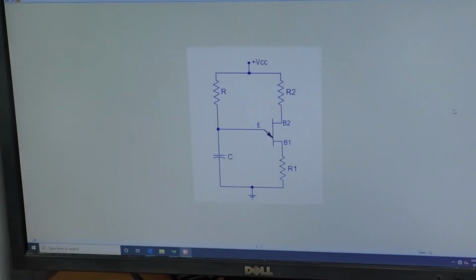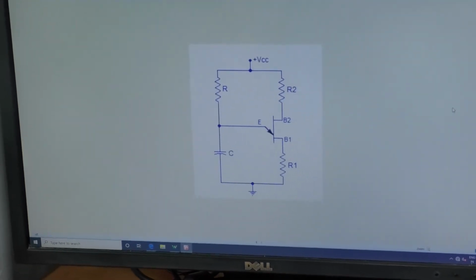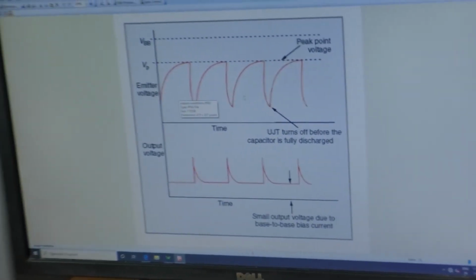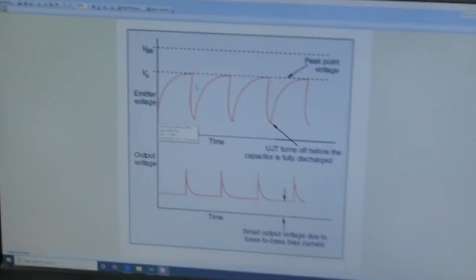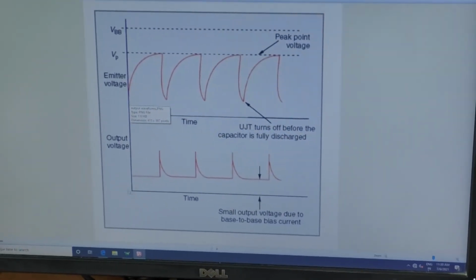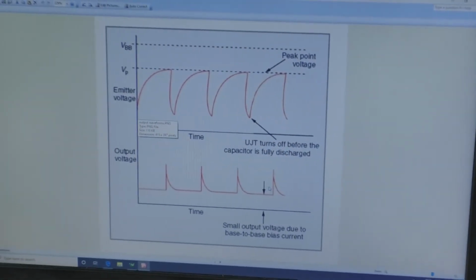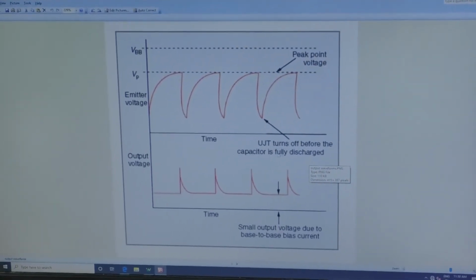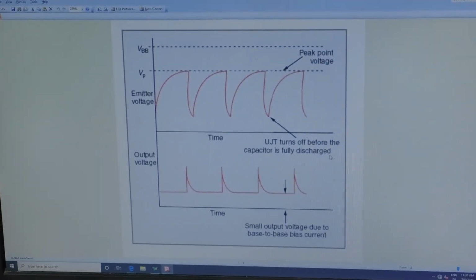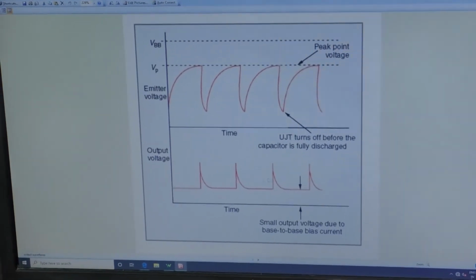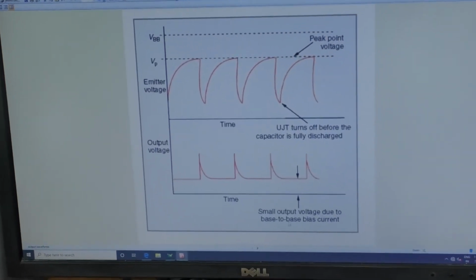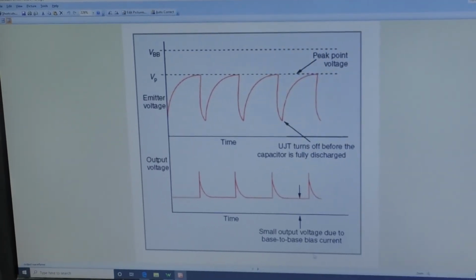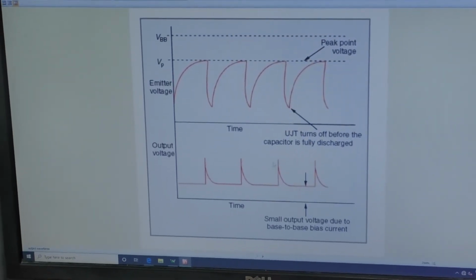Now let us check the output waveforms of this relaxation oscillator. Here you can see the output across the emitter, which is the charging and discharging, since the emitter is where the capacitor is charged and discharged. The other is the output voltage taken across the bases, that is B1 and B2, where you have spikes across the output.